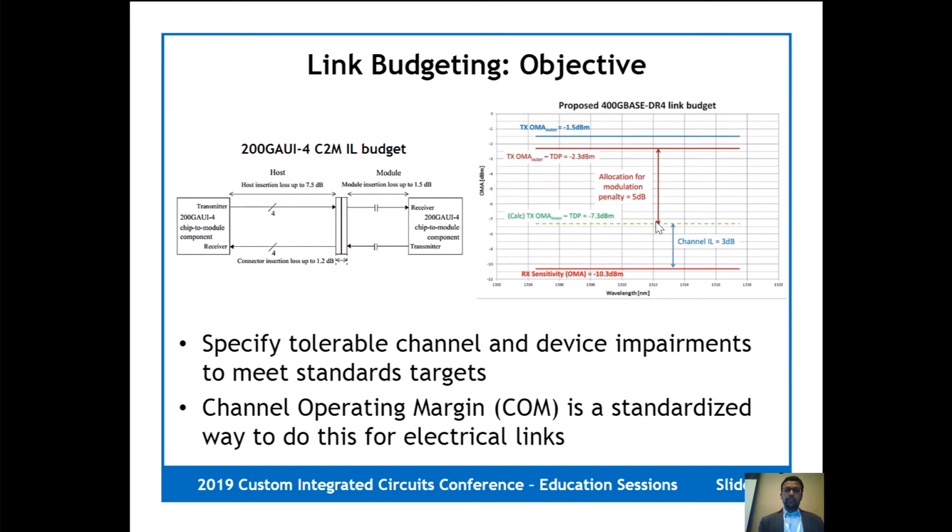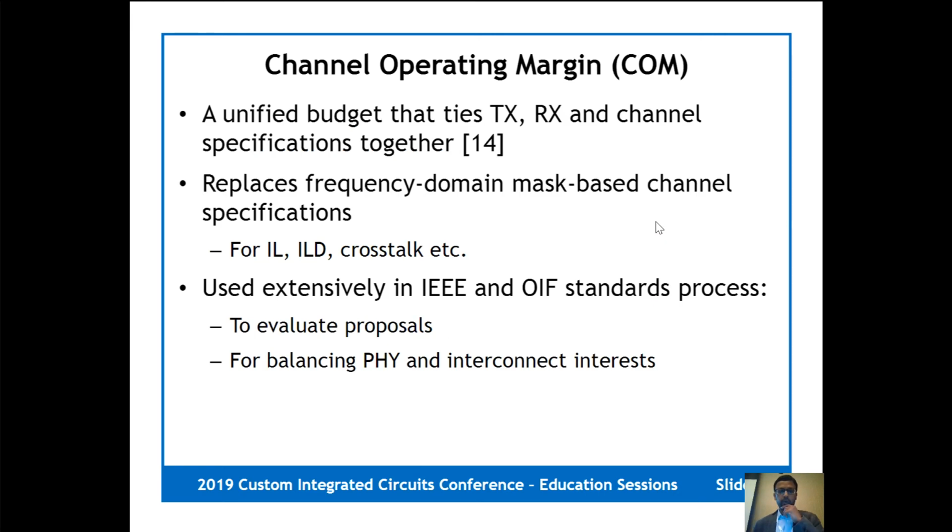So the method used is a little different on the electrical and optical side. The optical side is relatively more straightforward, so I'll focus on the electrical side, where people have converged around this methodology called the channel operating margin, or COM, which has actually been adopted by IEEE as a standardized way to budget these links, and it's used extensively in the standards development process. So let's look a little bit more into what COM is.